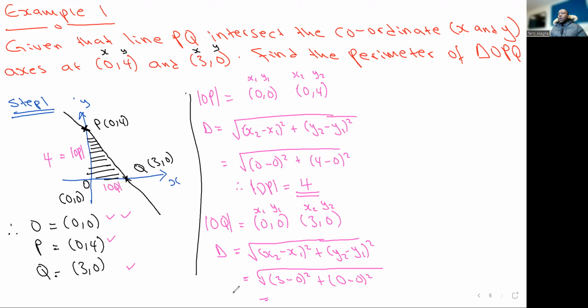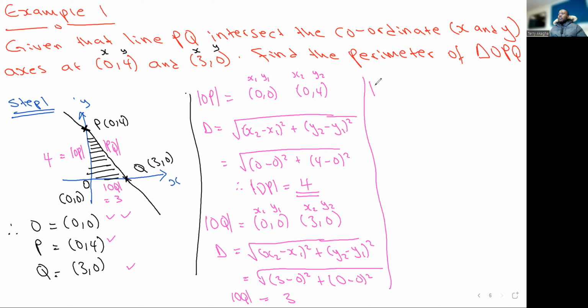Okay, so our OQ now is going to be the square root of 9, which will give us 3. So that means the distance for this one is 3. So OP is 4, and OQ is now 3. The next one we're going to find is PQ, the distance for PQ.